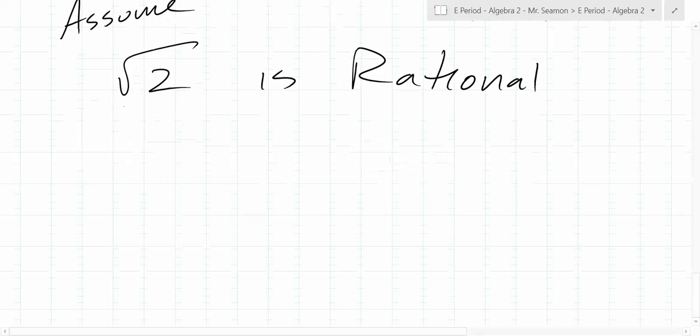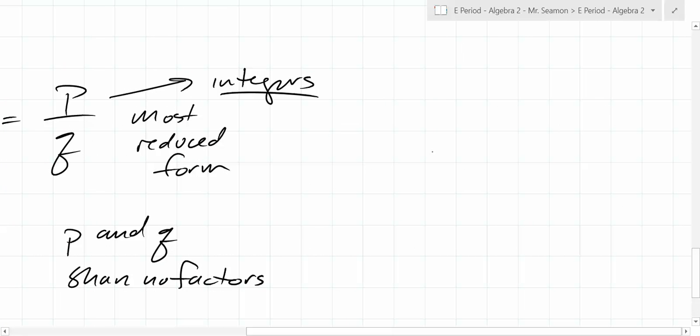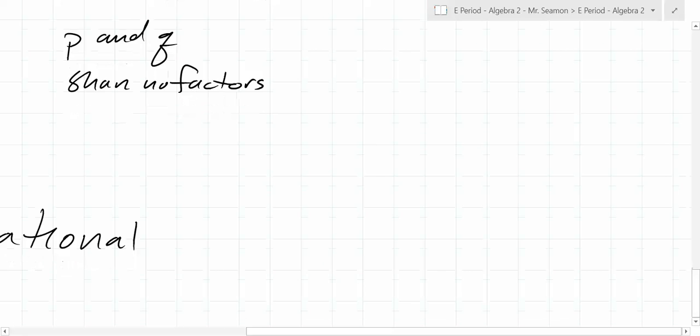Okay, so let's assume it's rational. What? An integer is any number that looks like this: 0, 1, 2, 3, -1, -2, right? Like that. So let's get back to this.